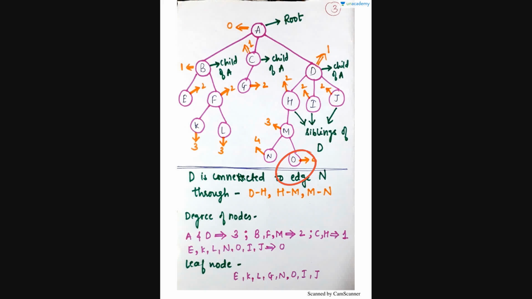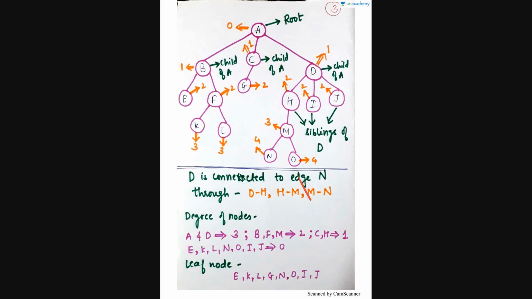Now I'll go for C and H. C and H have the degree of node as only 1 because they give only one single node. See here, C is giving G and H is giving M. That is, they have a degree of only 1. What is this leaf node now? Leaf node is the node which has no further nodes. So here the leaf nodes will be E, K, L, N, O, I and J because they don't give any subnodes further. So they come into the leaf nodes.